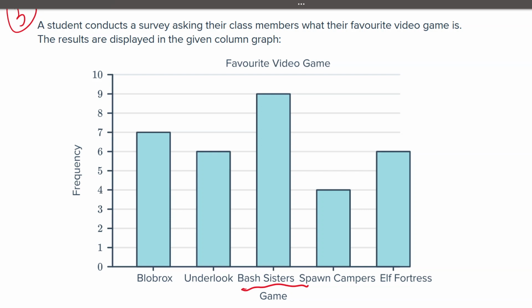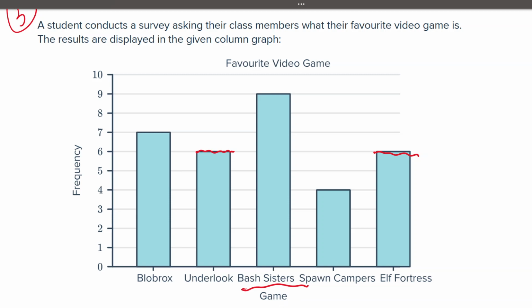Which 2 games were equally popular? So which ones have the same frequency value? So we can see that Underlook has a frequency of 6, and so does Elf Fortress. So Underlook and Elf Fortress.